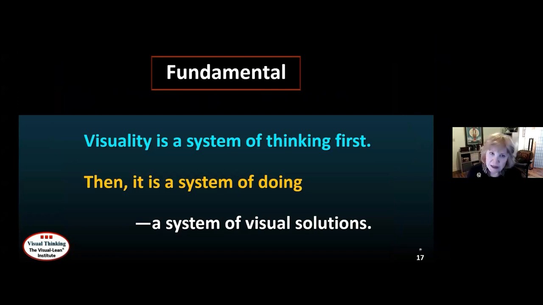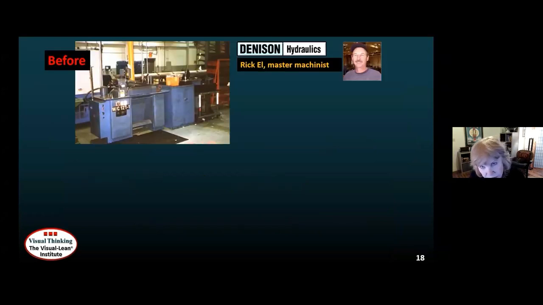The visual workplace. Visuality is a system of thinking, and then it is a system of doing. Then it becomes a system of connected visual devices that create that language. But the thinking comes first.